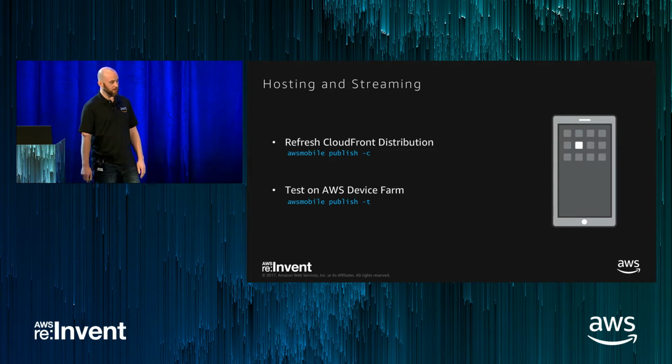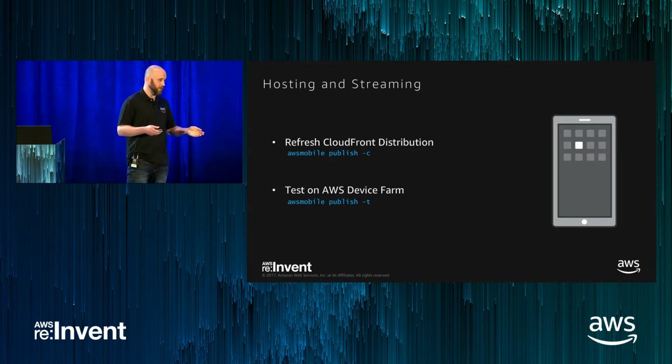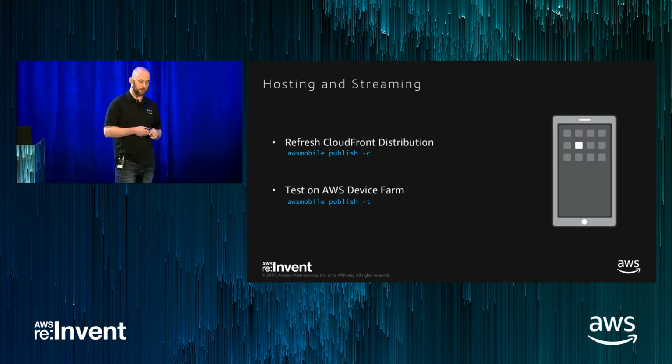So this is an example of refreshing a CloudFront distribution. Whenever you run publish, there are various arguments. If you just initialize, say, a React app and you have it as a web app, never mind a mobile app, and you just have a web application built in React, you can do your changes, run the AWS Mobile Publish command, and pass an argument to refresh the entire CloudFront distribution.